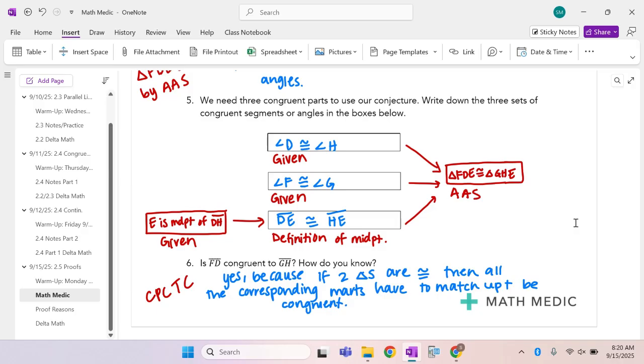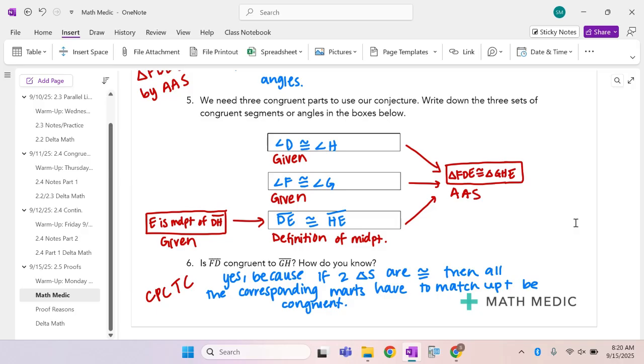If it's in a proof, that's what you would state if it asks us to prove that 2 sides were congruent. So sometimes in proofs, they'll say, okay, here's 2 triangles. I give you this, this, and this. Now prove these 2 sides are congruent. First thing you'd have to do is prove the triangles are congruent first, because once you do that, you can state that those 2 sides are congruent by CPCTC. All right.